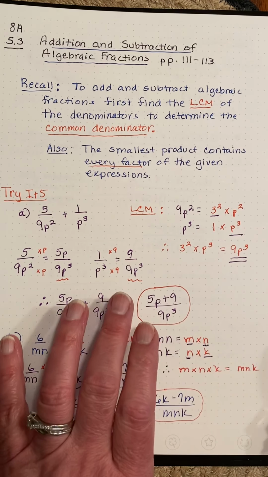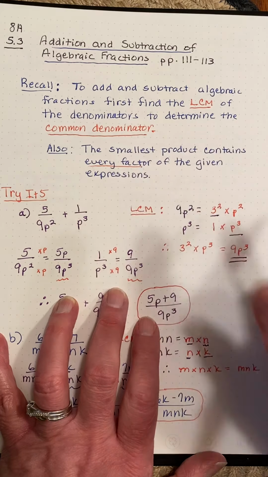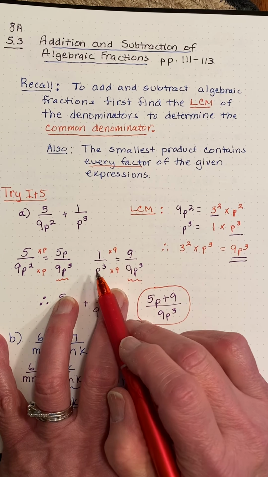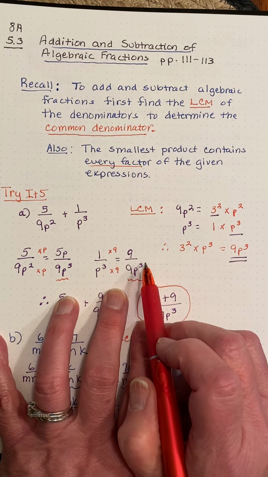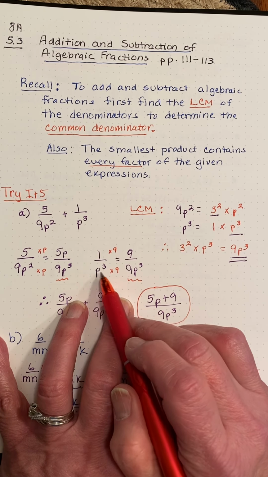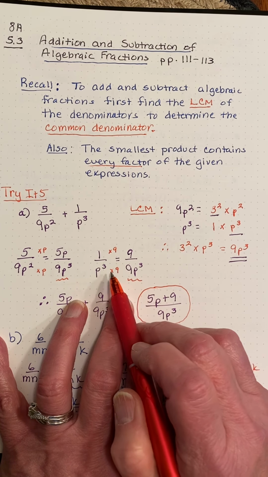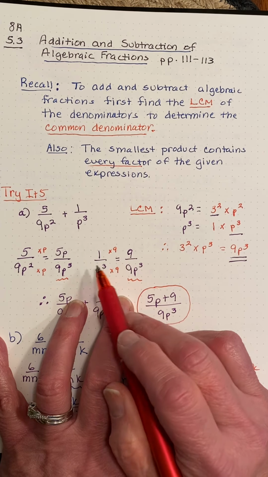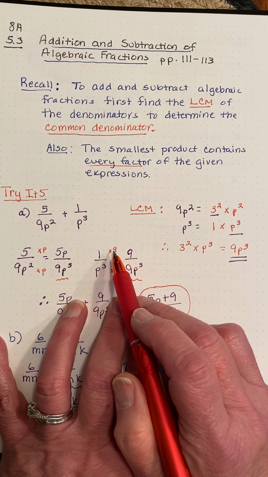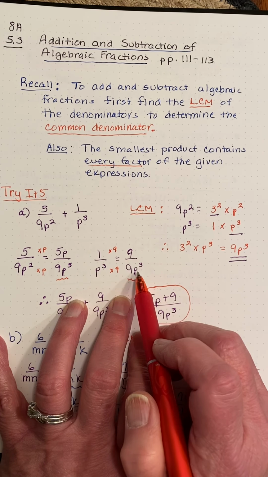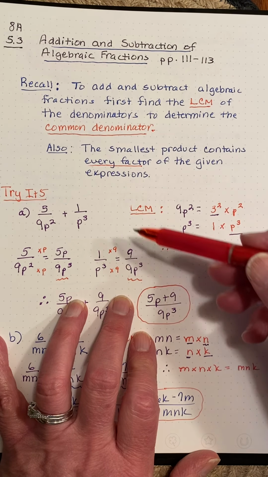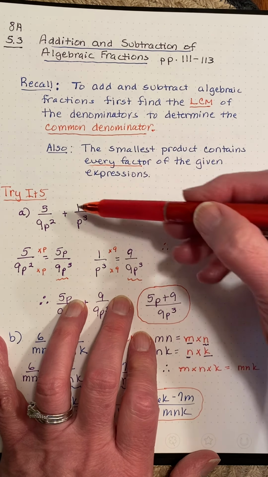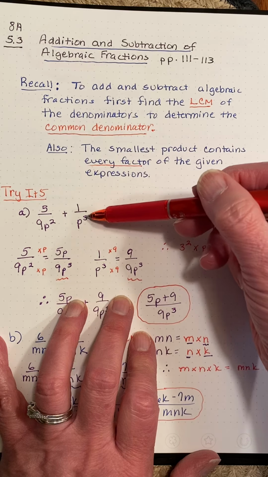I do the same thing for the other fraction. So again, I'm going from p to the third to 9p to the third, which I need to multiply by 9 to get there. If I multiply my denominator by 9, I also multiply my numerator by 9 and end up with 9. Therefore, 9 over 9p to the third is an equivalent fraction to my second value.